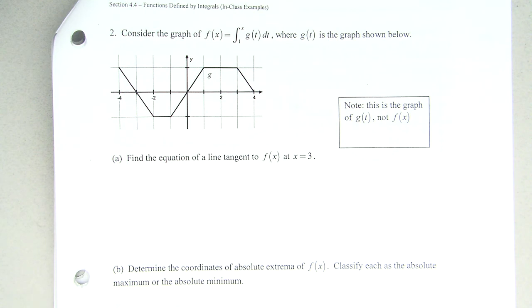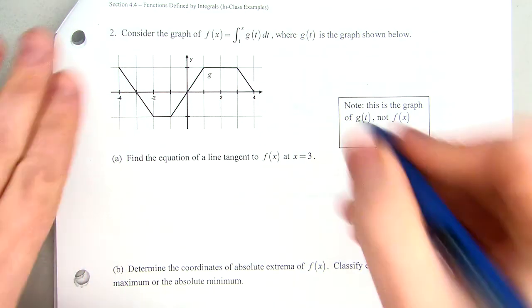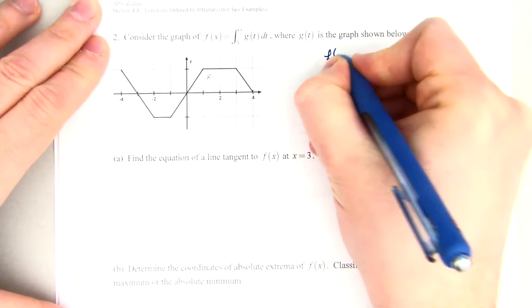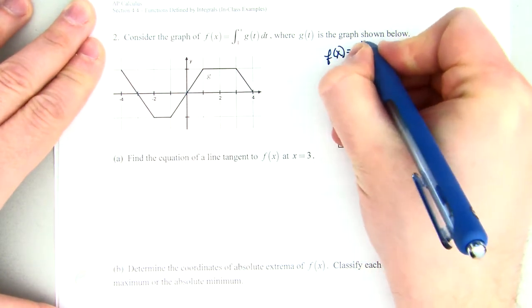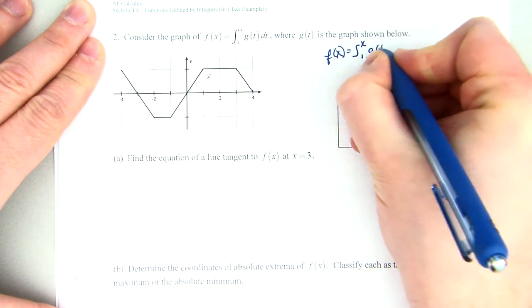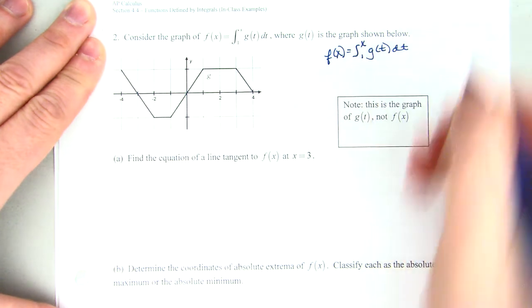Consider the graph of f of x, which equals the integral from 1 to x of g of t dt, where g of t is the graph shown below. I want an equation of a line tangent to f of x at x equals 3. First thing I'm going to do, I'm going to get my 3 formulas written down. F of x equals the integral from 1 to x of g of t dt.